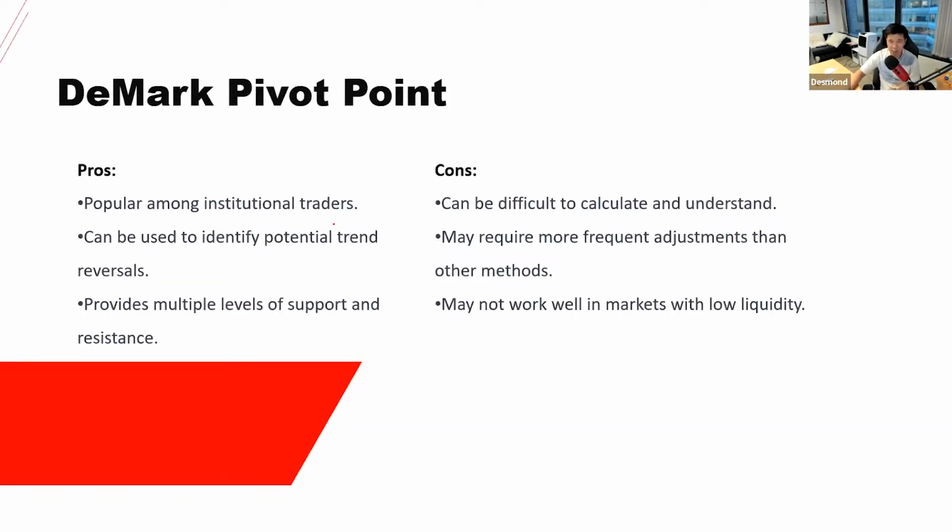Okay. The last one, very popular among institutional traders, is the D-mark pivot point, right? Very good for finding trend reversals, like all of them are, but it's a lot harder to calculate and understand. Thank goodness we have indicators for this, right? And let me show you how it works.